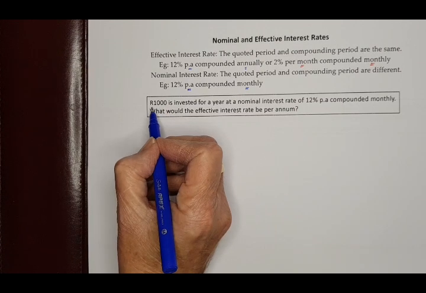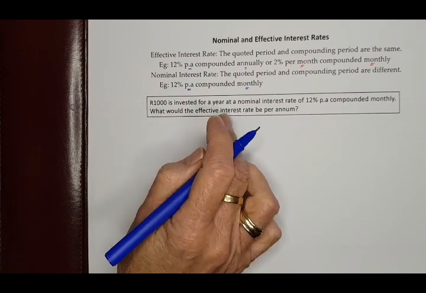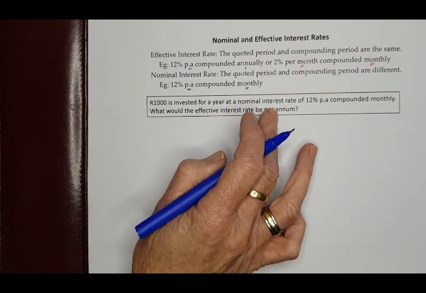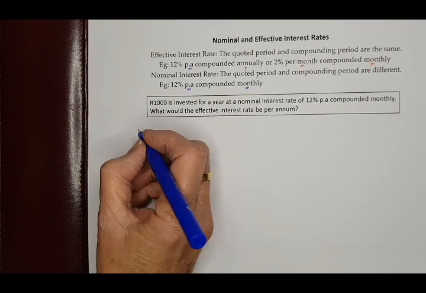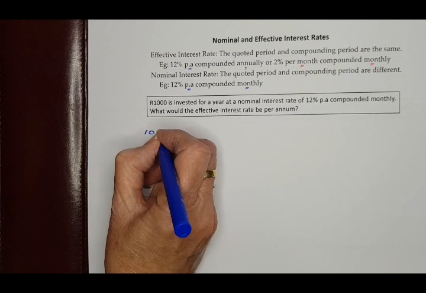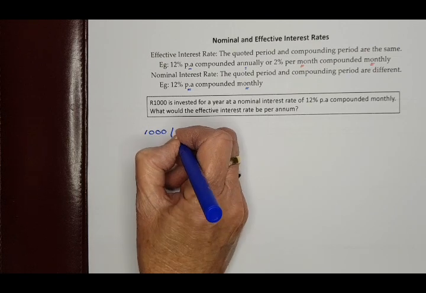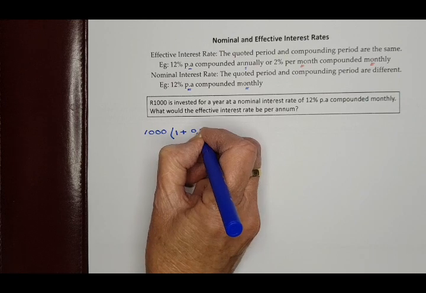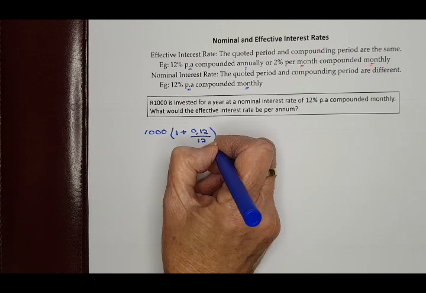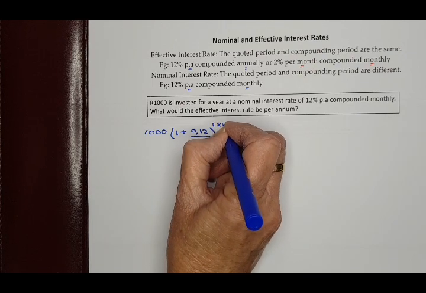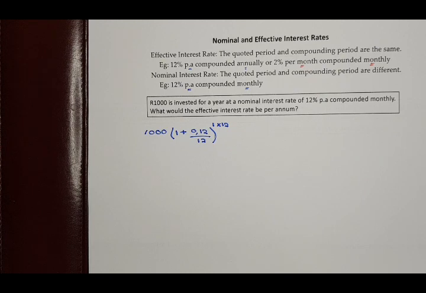Okay, so let's have a look at this sum over here. You've got R1,000 and it's invested for a year at a nominal interest rate of 12% per annum compounded monthly. Well, what would your future value be? You'd have your R1,000 invested at 12% per annum compounded monthly for 1 year, and you're going to compound monthly, so it's 1 times 12 is your exponent. Now my question is going to be, what would the effective interest rate be?